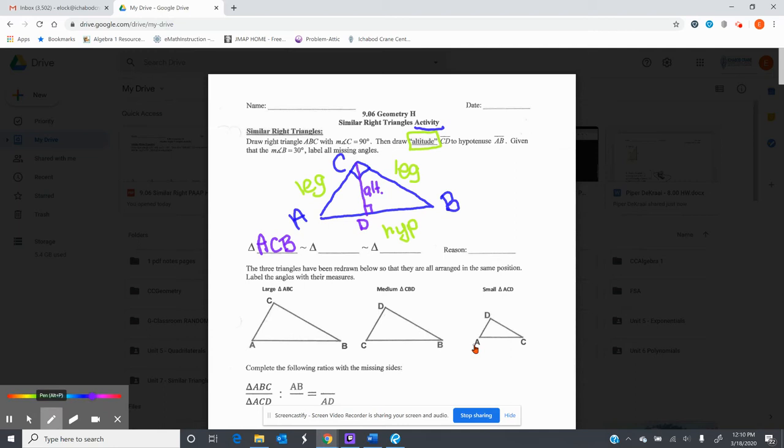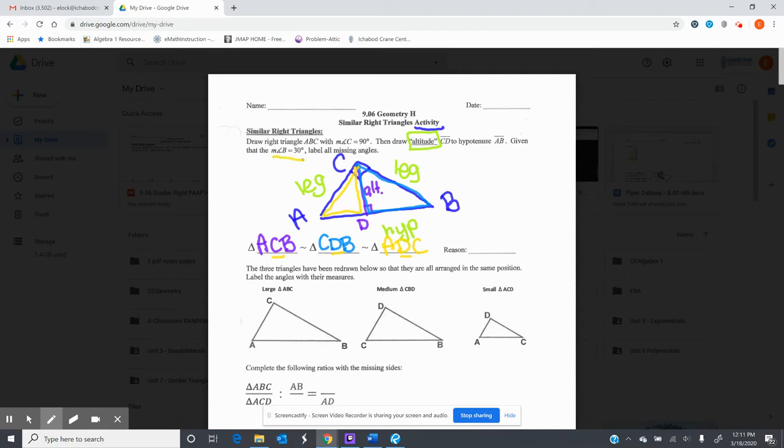We have the one situated to the right, the medium-sized one, which is going to be triangle CBD. And we also have the one to the left here, triangle ACD. Now notice I put those in corresponding order, where C is the right angle in the big one, D is the right angle for the small one, and D is also again the right angle for the opposite one.